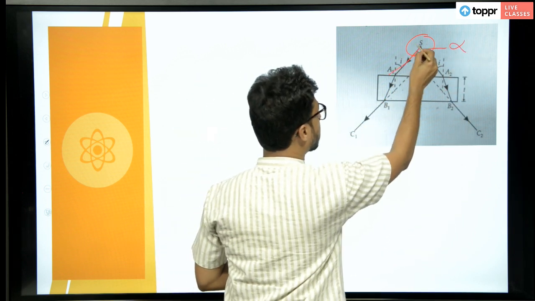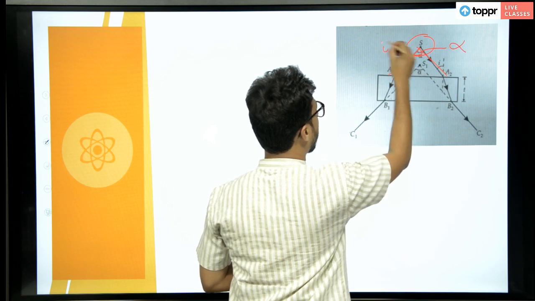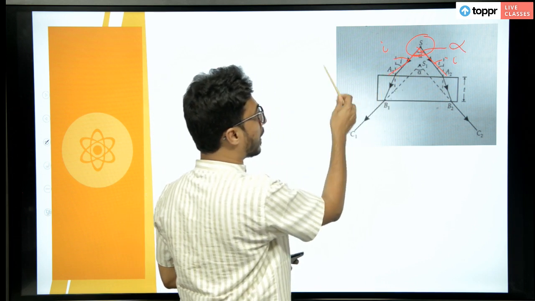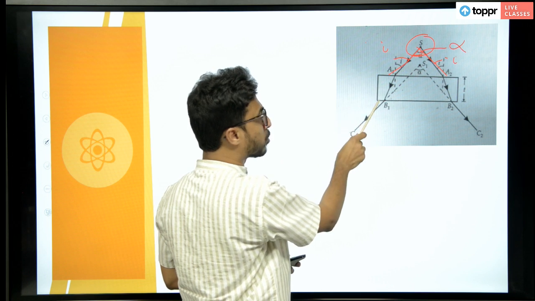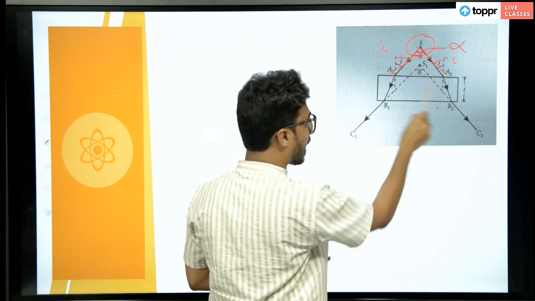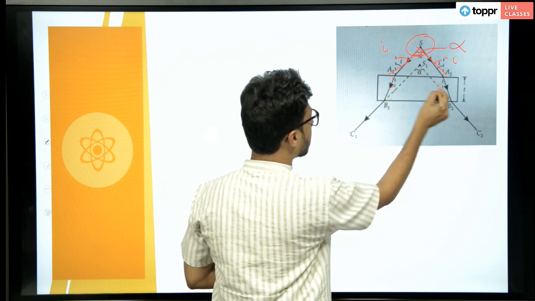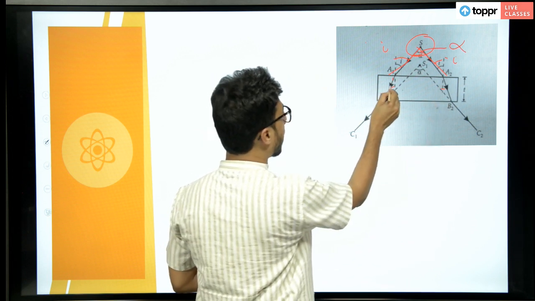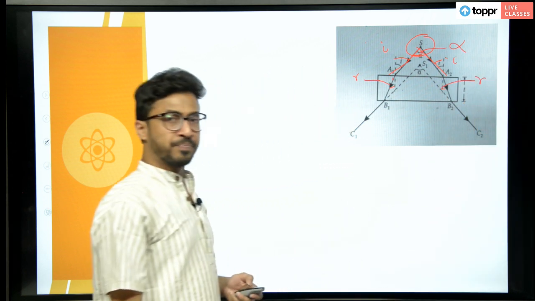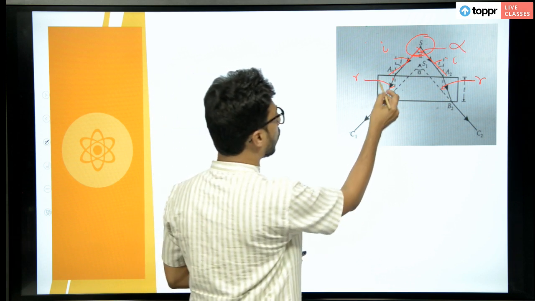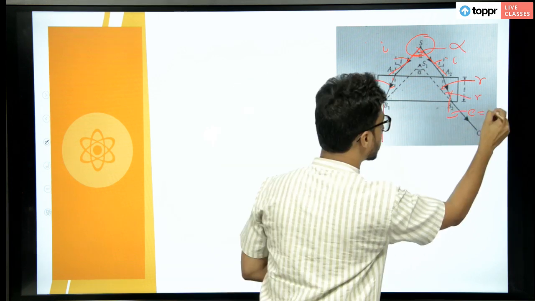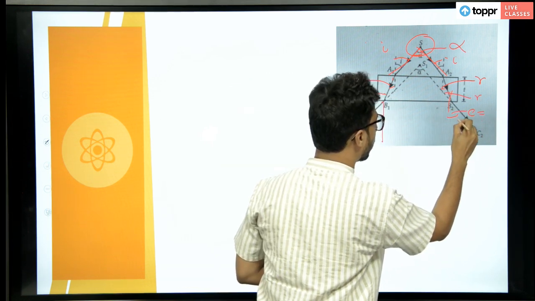The angle of incidence at these two points is I, and this is I. Now, when the light is traveling from a rarer medium to a denser medium, it will deviate and refract like this. But here, as the angle of incidence is the same, the angle of refraction, say R, will also be the same, right? Now, this ray of light, when it falls on a glass slab with parallel sides, the angle of emergence will be equal to the angle of incidence.